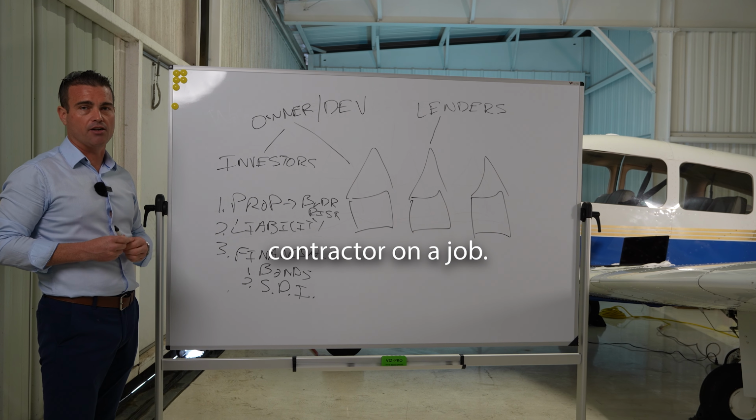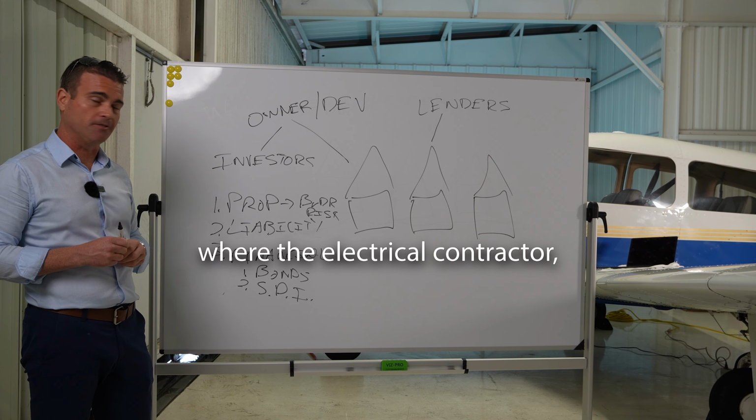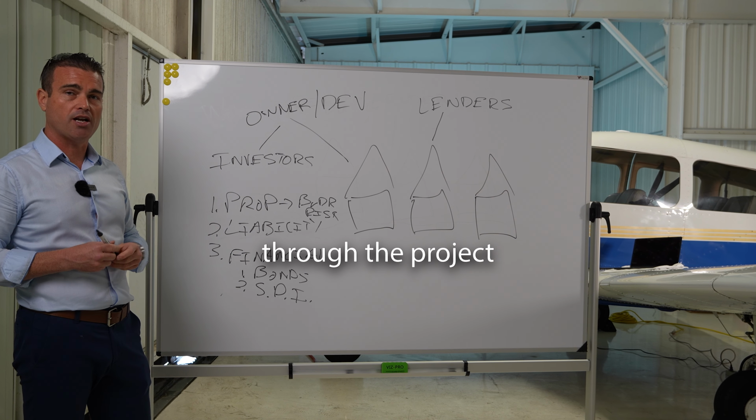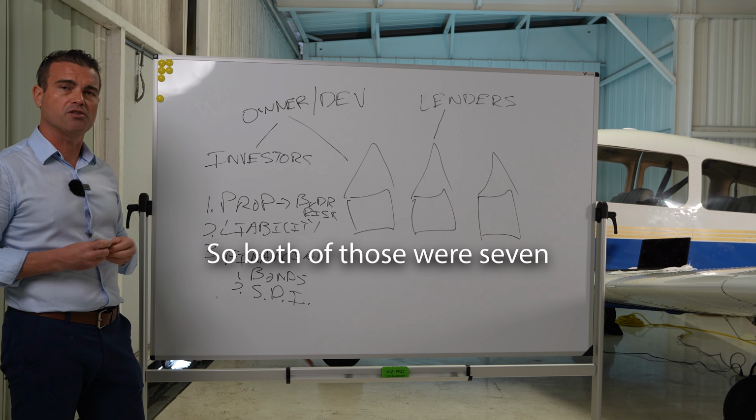We had a large civil contractor on a job. He walked away. I had another one this year where the electrical contractor walked away midway through the project, and there were no bonds and no SDI, right? So both of those were 7-figure hits.